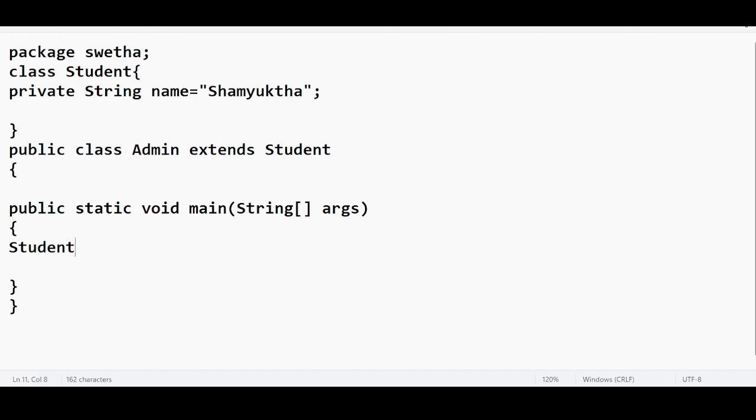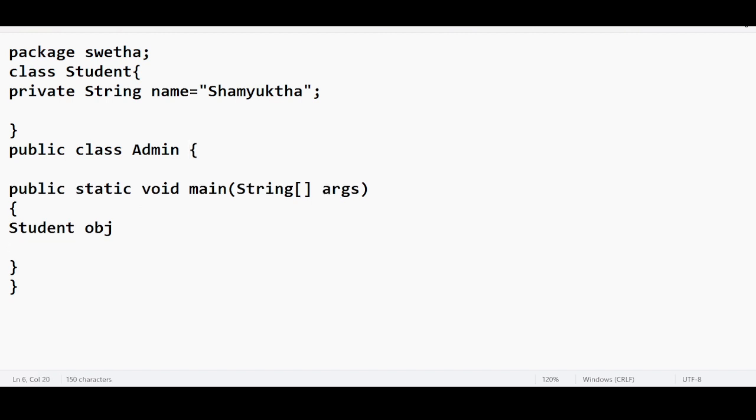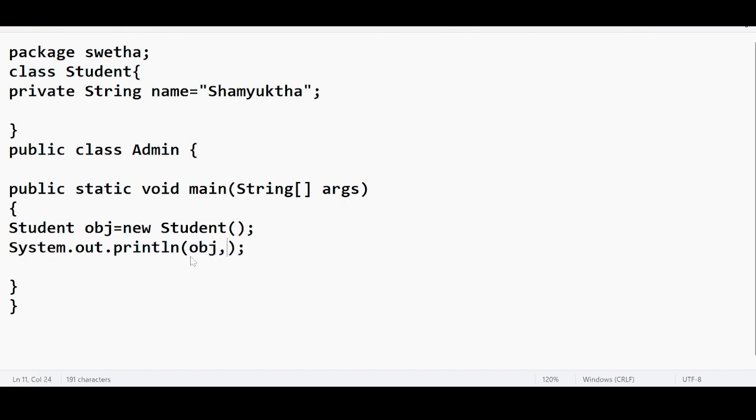Okay, so let me create an object. Let me remove this extends also, it is not necessary. Okay, student obj equal to new student. Okay, obj dot, okay, let me do this, system dot out dot println. I want to access obj dot name. Now what is the output if I run this code? Tell me.